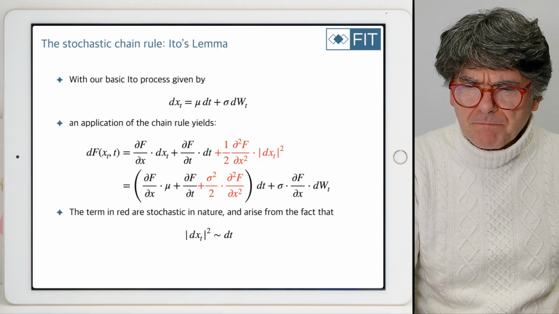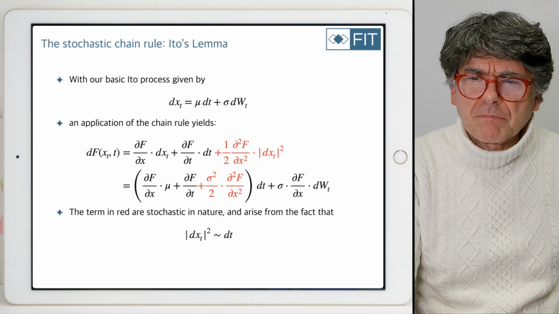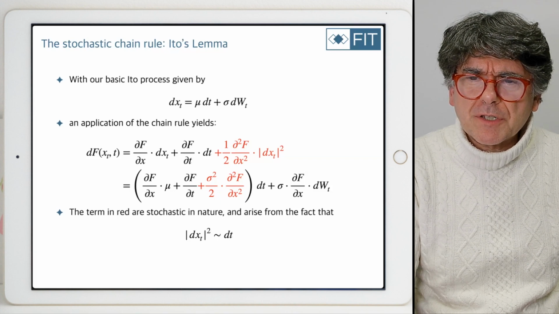Is everybody with me? Is everybody with me? I really want to give it a chance. Alex.